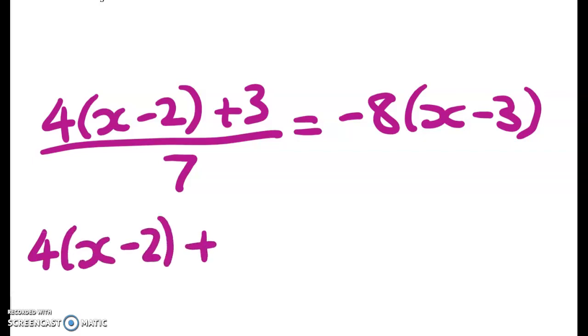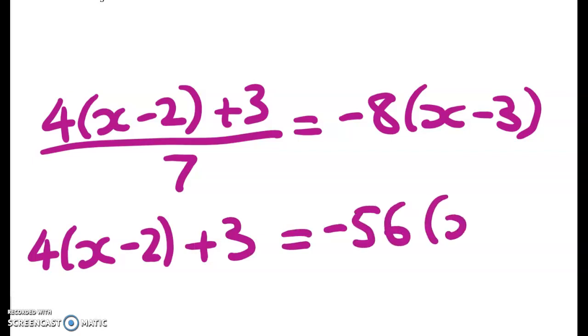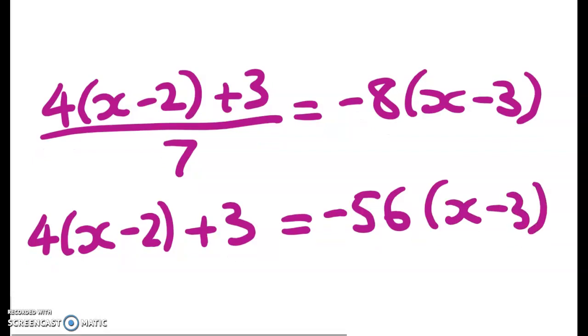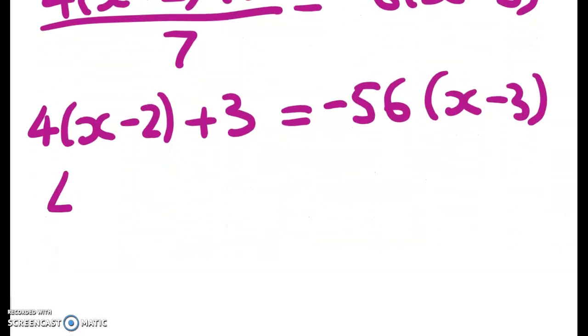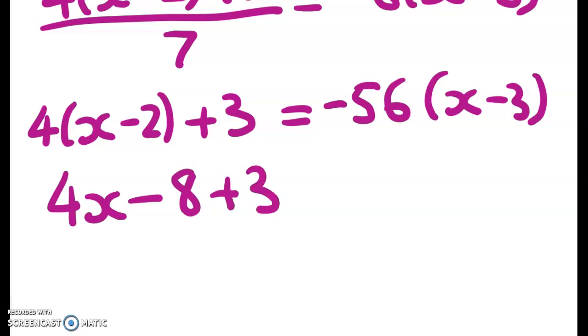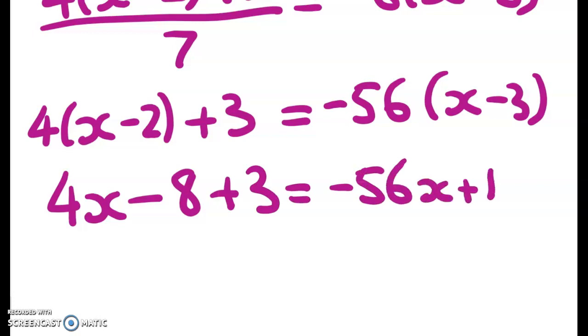There's nothing to stop you expanding the brackets first. It's just going to be a little bit messier. So now I get negative 56 times x minus 3. Expanding the brackets again gives me 4x, expanding the brackets for the first time gives me 4x minus 8 plus 3 is equal to negative 56x plus 168. Very silly numbers. Okay, so I'm going to collect the x's up here and the constants over here.